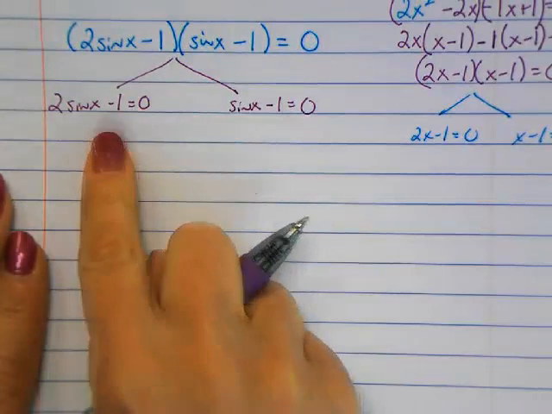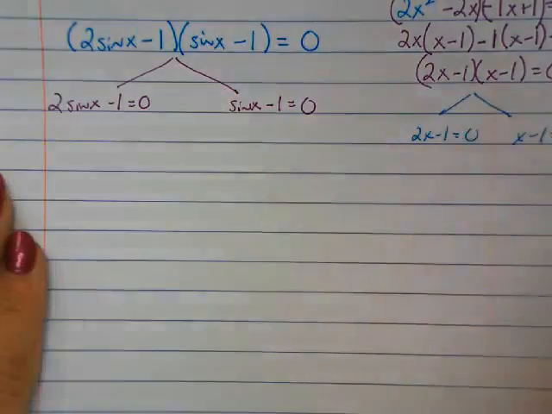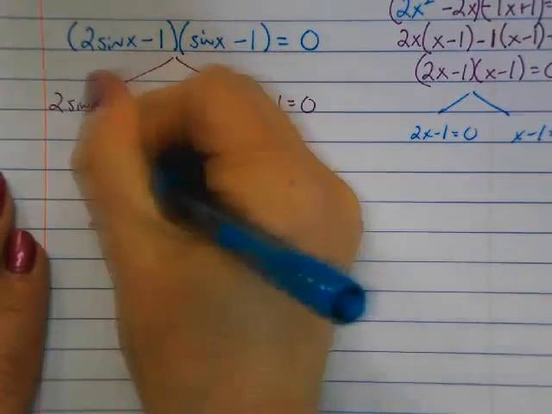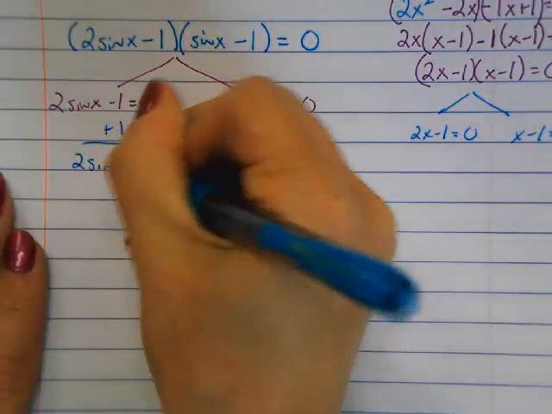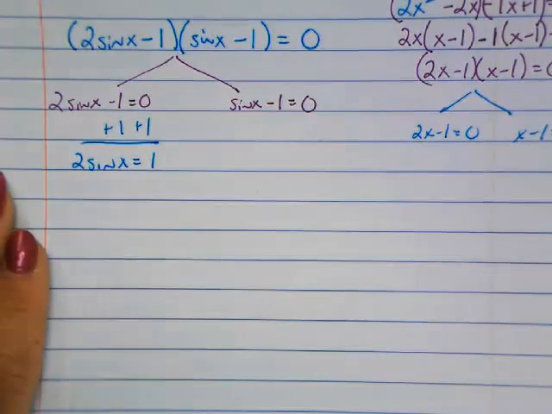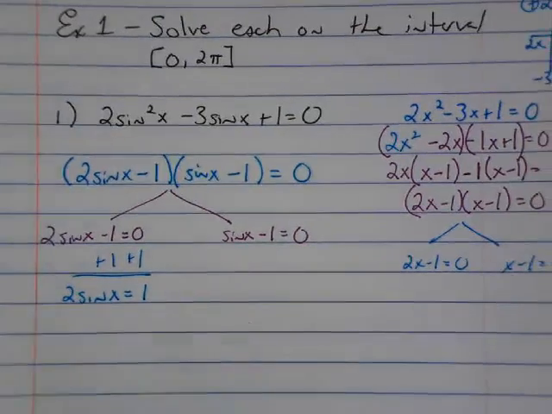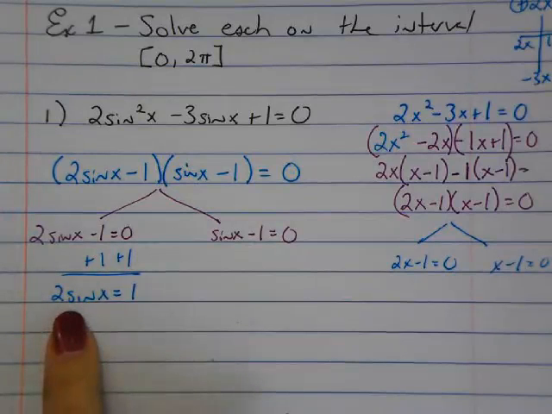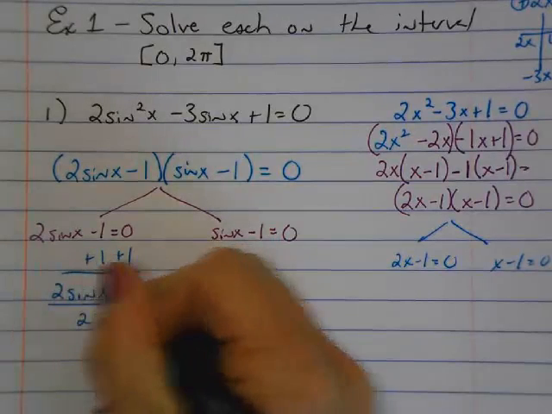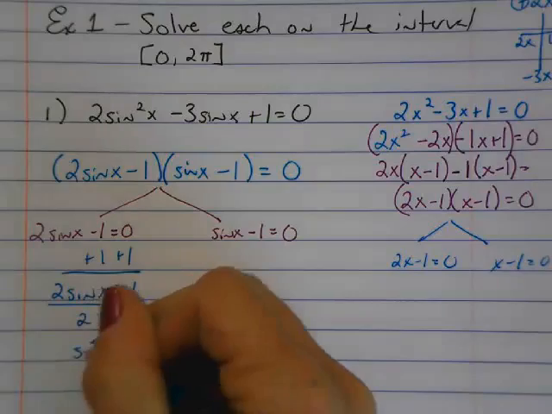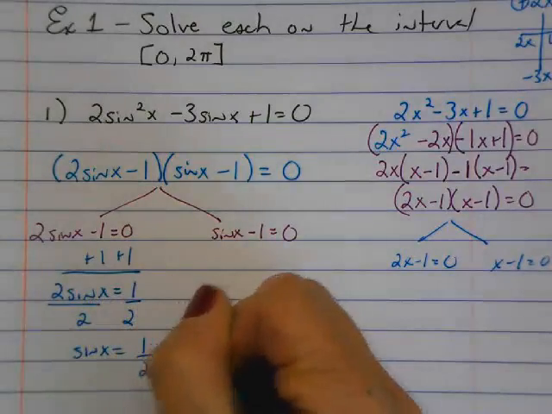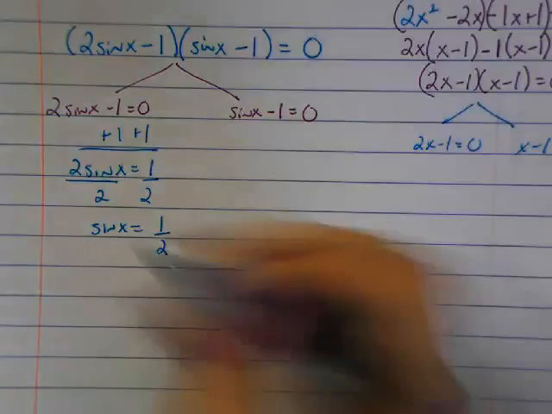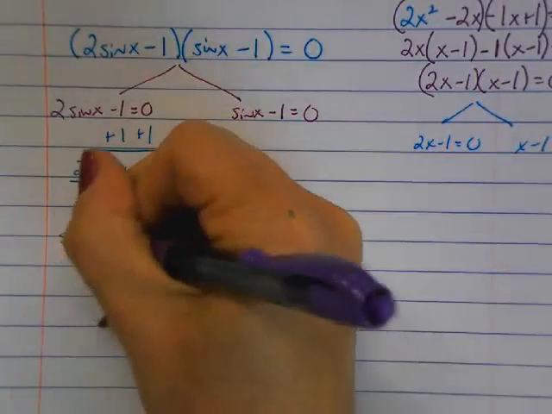Okay, so let's go ahead and find this one. To solve this equation, I'm going to first add 1. So I get 2 sine x equals 1. Alright, so to get sine by itself, we're going to divide by 2. So I get the sine of x equals 1/2. Now we're back to what you learned yesterday. So we're going to take the inverse sine of both sides.